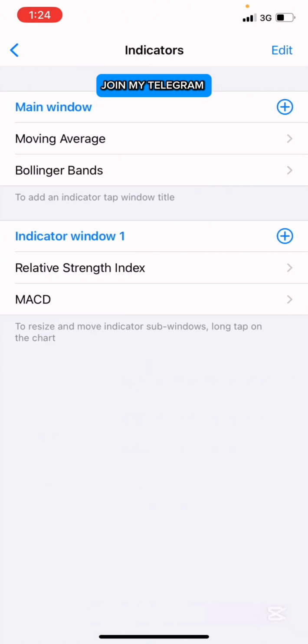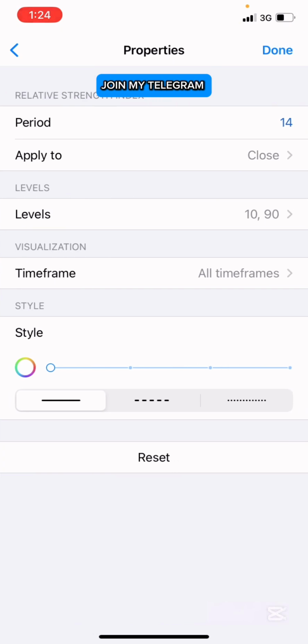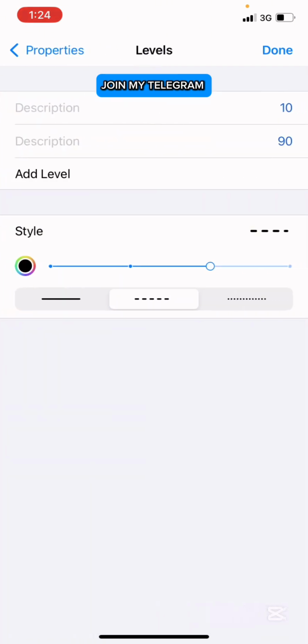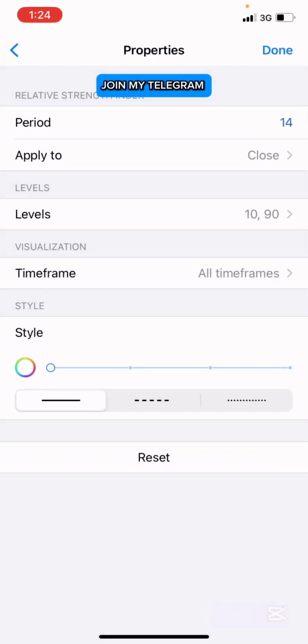Then for the indicator window 1, you want to put on the relative strength index. You put that on period 14, apply to close. The levels you're going to put on 10 and 90. The style, you put that on 3 pixels with black color, or any color of your choice, as long as you understand what you are doing on the market. But as you can see, I use black color with this middle line right here. Then you click on done. Then for the style on the main page, you put that on 1 pixel with color white, just like the color of your screen. Then you click on done.